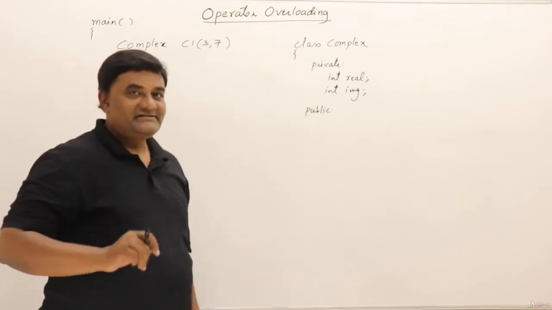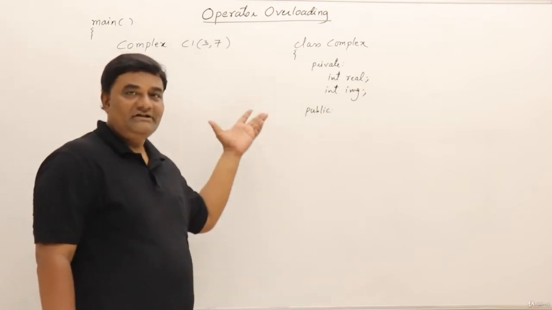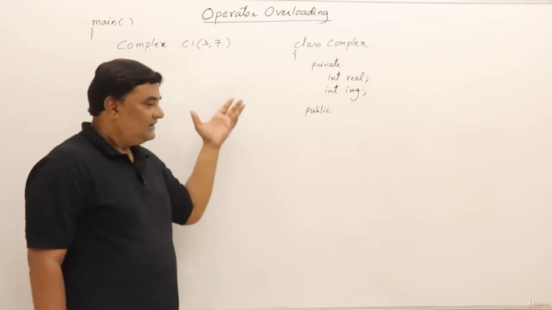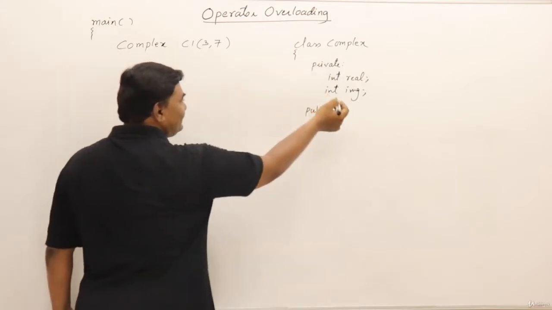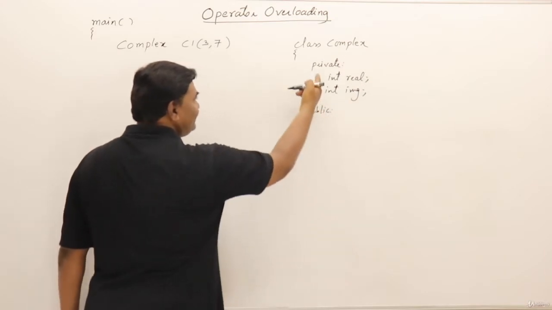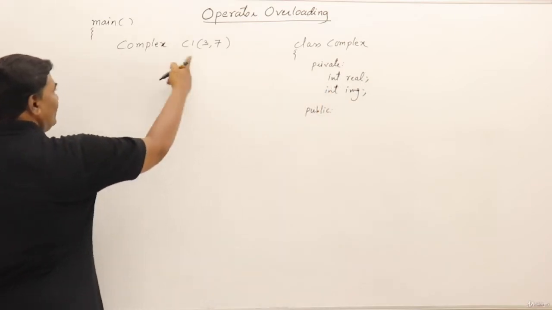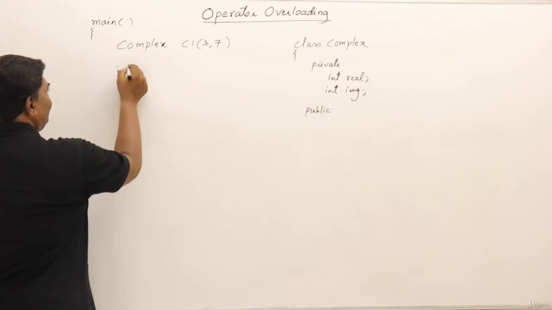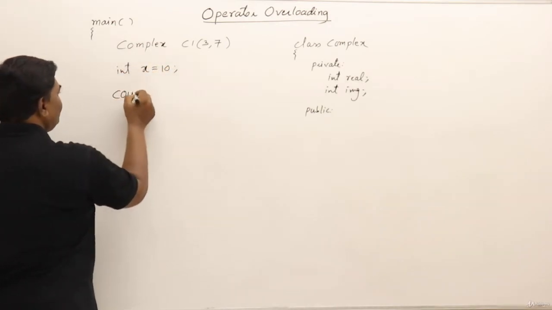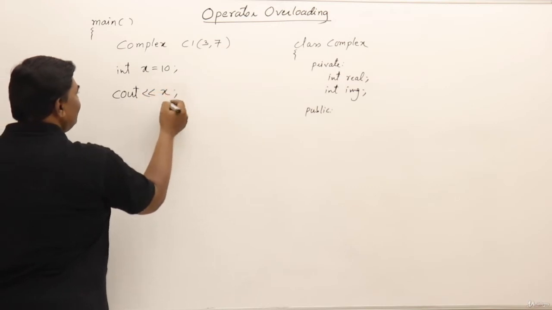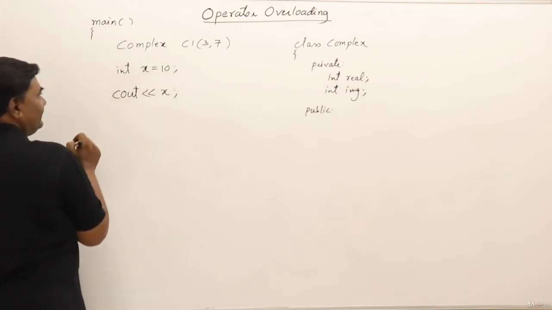Let us take the example of the complex number class, which we have already used in the previous example. So let us learn through that one. I have a complex number class. I'm not writing the complete class here, just the data members, and this is an object. If I have an integer variable, let us say x assigned 10, then I can say cout x, so the value 10 will be displayed on the screen.